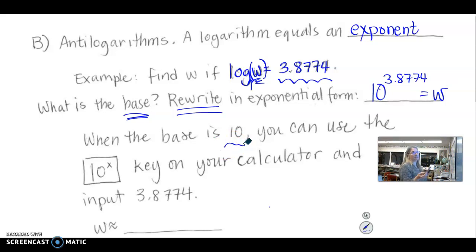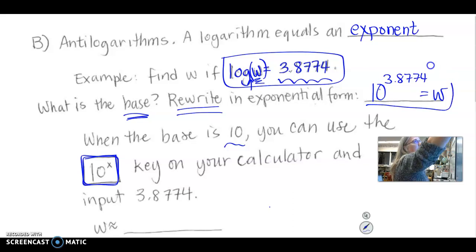You can just type in 10 and raise it to the power of 3.8774. But if you have one of the calculators like my calculator, and actually probably most, look at this one right here, see if it has that button. Yes, it does. Most calculators are going to have a key that looks like this, 10 to the x. So if you're solving for a logarithm like this, if you rewrite it, it's going to look like this, and we're going to take 10 to the 3.8774.